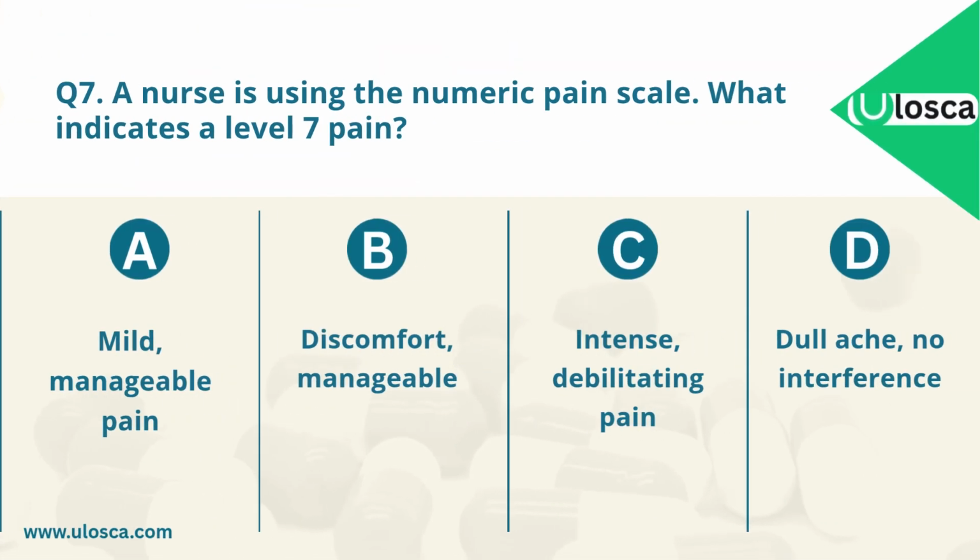Question 7. A nurse uses the numeric pain scale. What indicates a level 7 pain? A. Mild, manageable pain. B. Discomfort, manageable. C. Intense, debilitating pain. D. Dull ache, no interference. Which one is the correct answer?